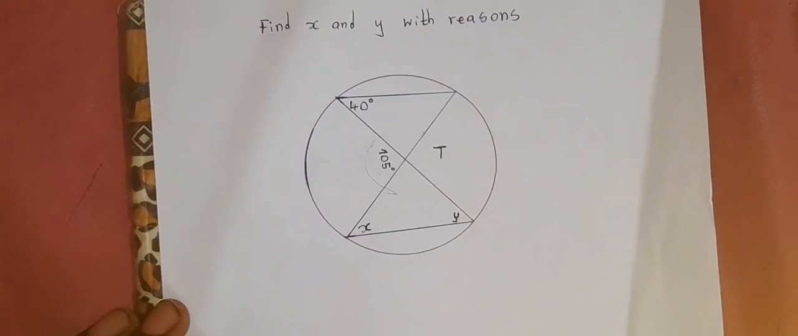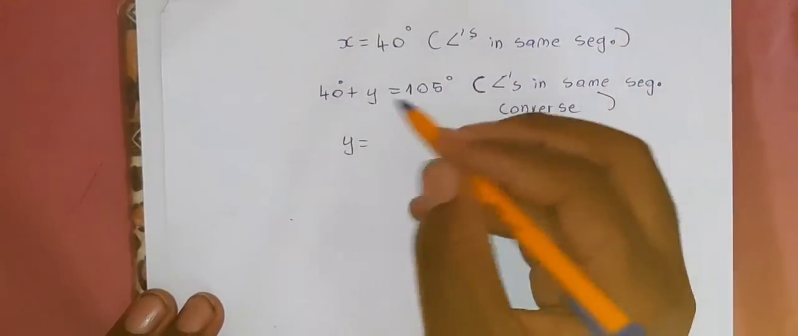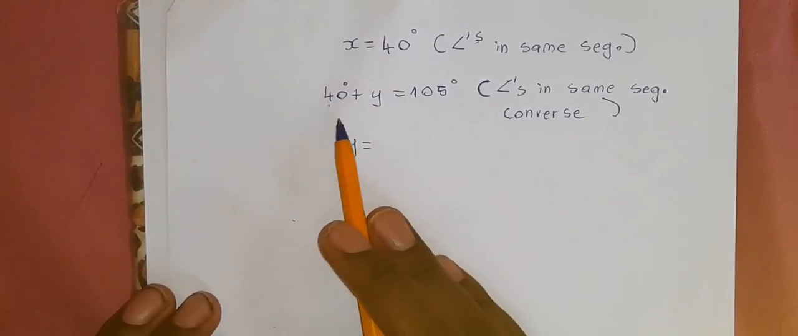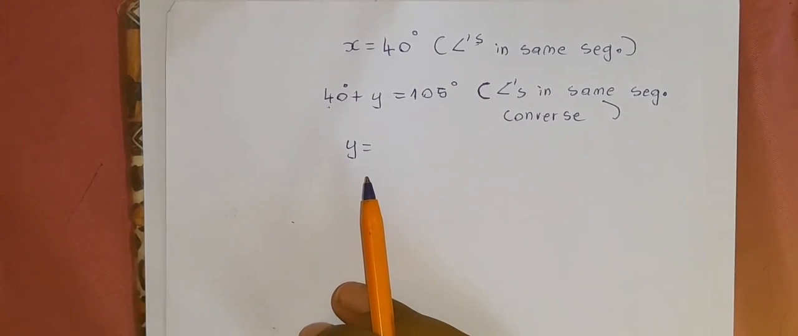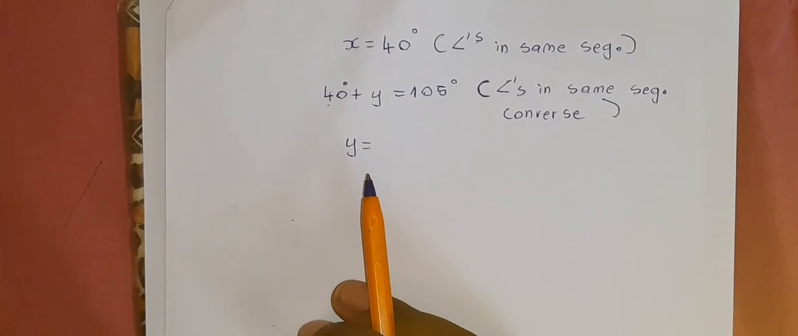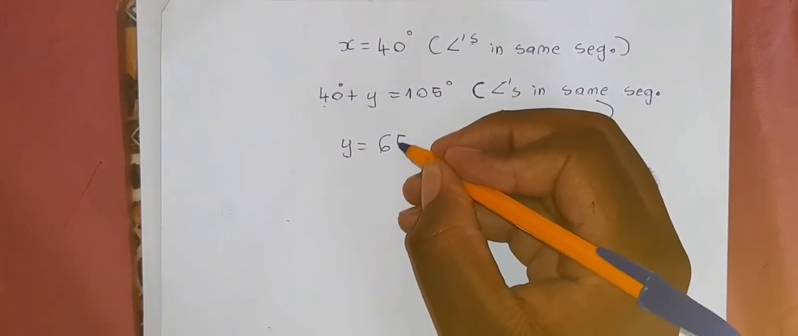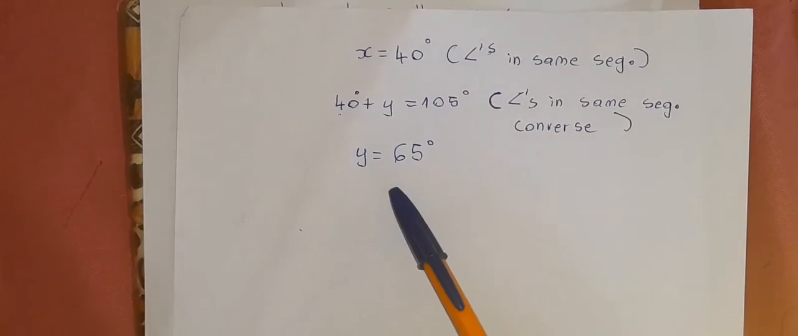Let's solve for y. It looks like everything is fine for now. So y is equal to, if we move this 40 degrees to the other side, it becomes 105 minus 40 degrees. I don't have my calculator today, but I will try mental math. I think it's 65 degrees. If I'm wrong, you can correct me, but I think y is equal to 65 degrees.